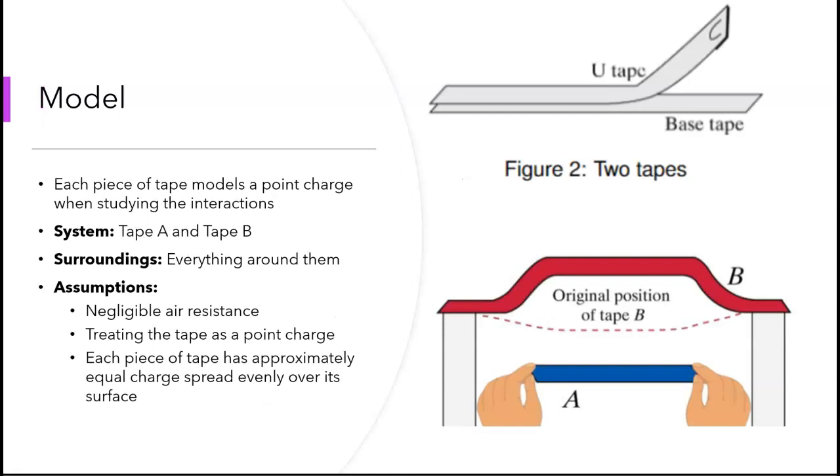We model our experiment by using two tapes that will serve as point charges to study our interactions. We'll define the system to be tape A and tape B, and the surroundings as everything around them. We charge the tapes by ripping off the tape on top of the base tape, and we can assume that the air resistance is negligible and that each piece of tape has approximately the same amount of charge spread across its surface.